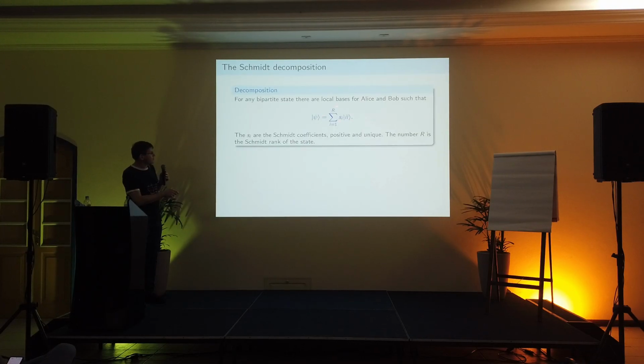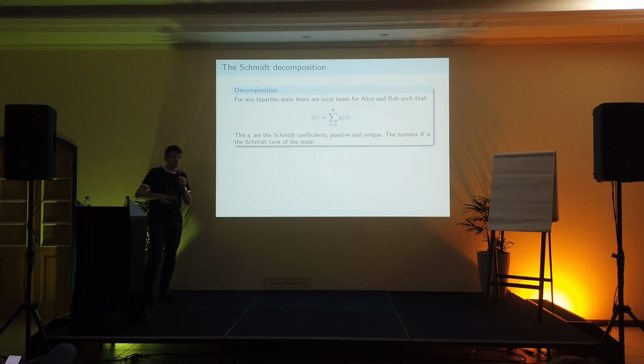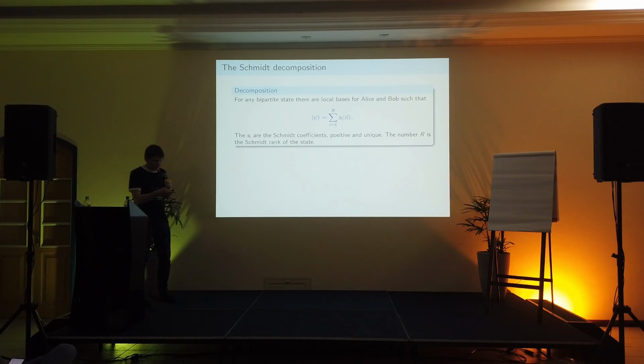And then you can ask, okay, how many terms do I need? This is called the Schmidt rank of the state, R. If it's a product state, you need only one term, and you can have more and more terms, and this sometimes corresponds to the dimensionality of it. And this will become clearer. Okay.